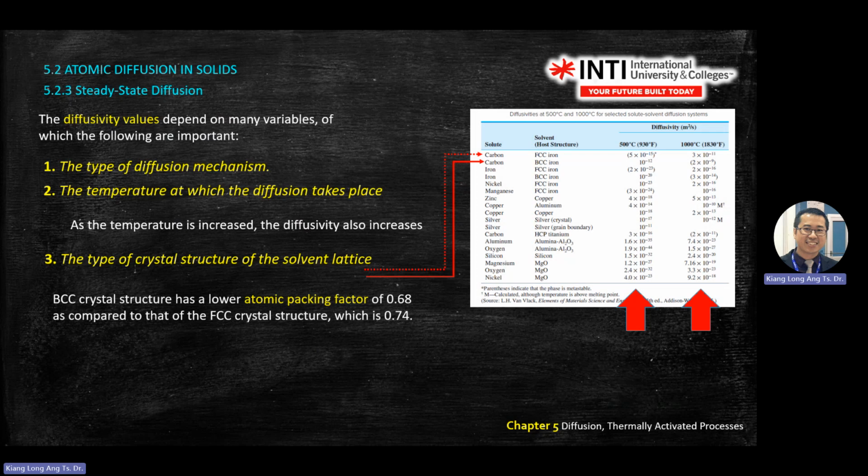BCC, the atomic packing factor is 0.68, means there's more space there for you to put in alien atoms. Okay, so FCC, you have a smaller value because you have less space in FCC. FCC packing factor is 0.74, means you use up almost 75% of the cubic space. But here you still have a few spaces compared to FCC.